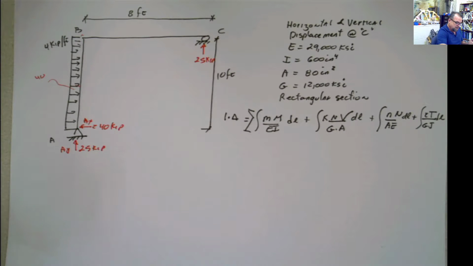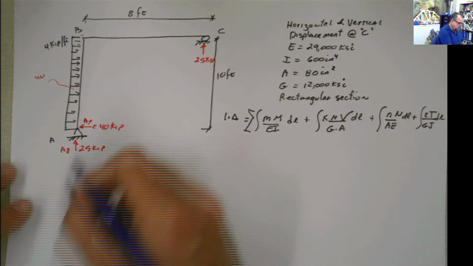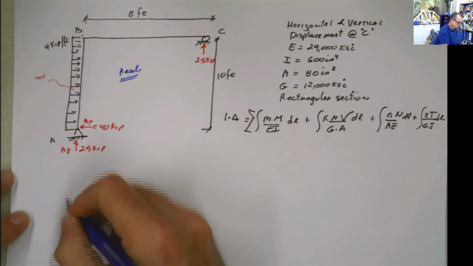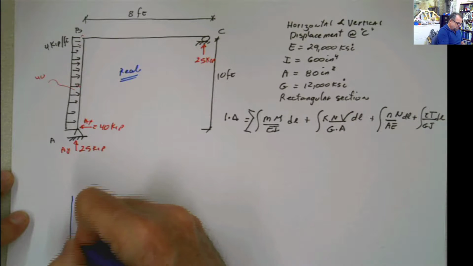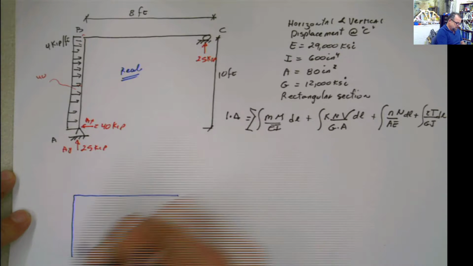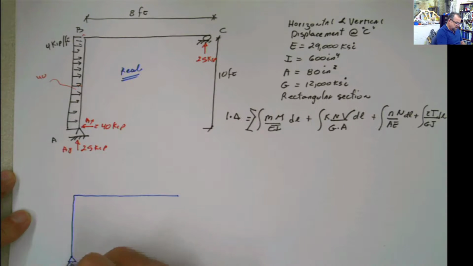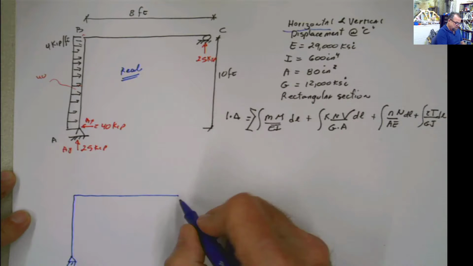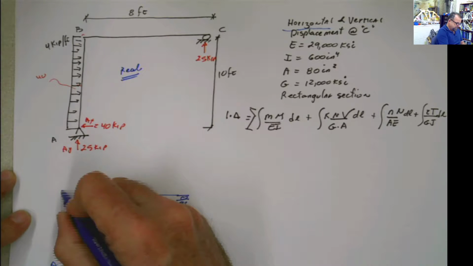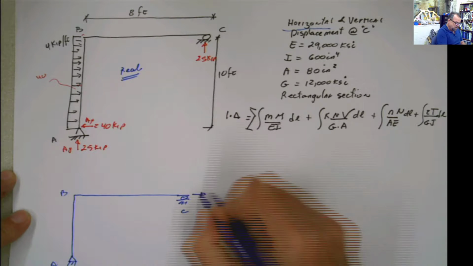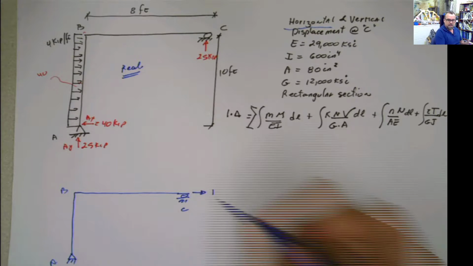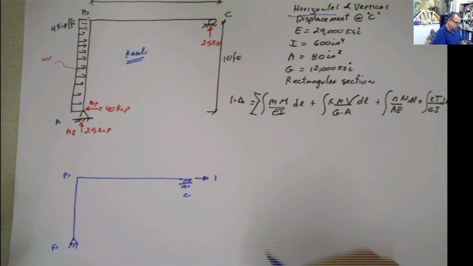Now, what is the next step? The next step is, now this is the real structure, and that's how it's called, the real structure. Now we're going to call a virtual structure, which is going to replicate the same geometry as the real structure. The only thing that is going to change is that because we are looking for a horizontal displacement at C, and this is the point C, then we're going to put a horizontal load there, a unit load, a virtual load.